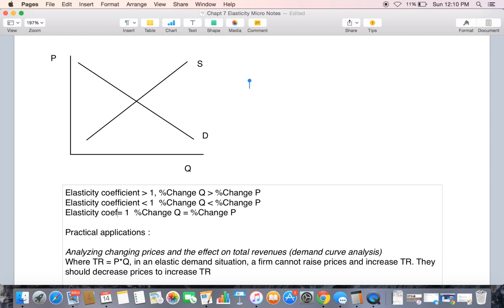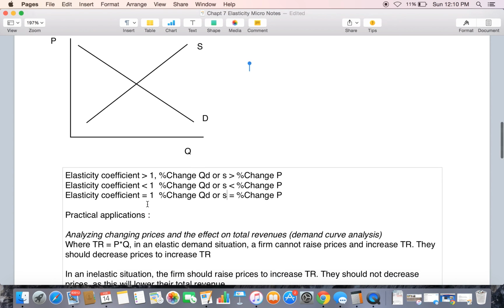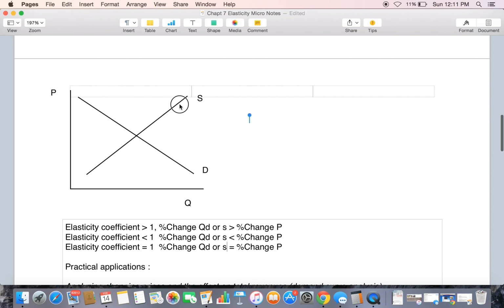When our elasticity coefficient is equal to 1, that means the percentage change in quantity equals the percentage change in price. So again, this can be either demand or supply, since we're looking at measuring the elasticity of demand and the elasticity of supply.